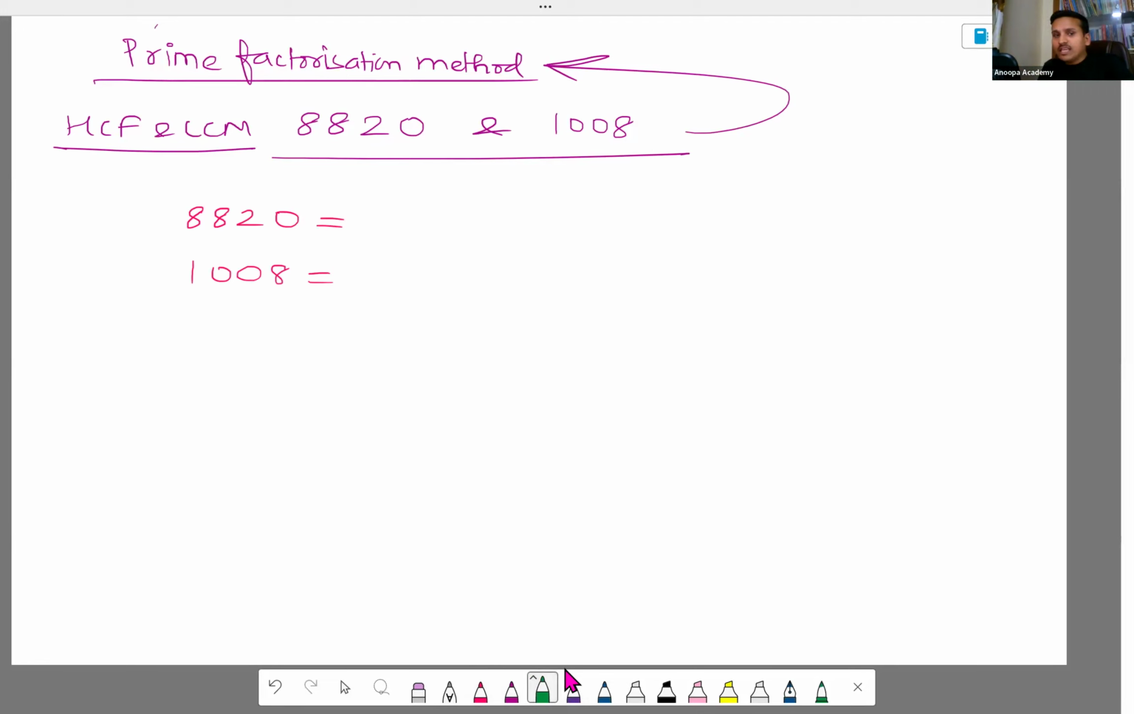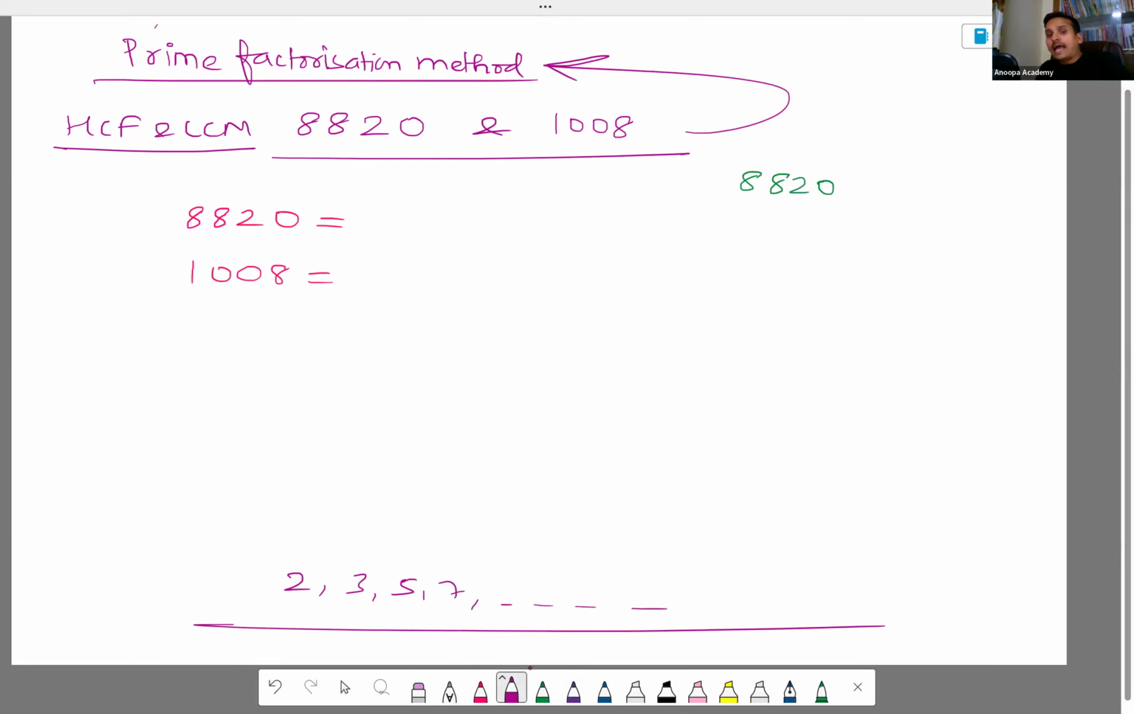Then take any one of the numbers. Maybe I'll take the first number 8820. I told you that you all must know all the prime numbers, up to 20. So 2, 3, 5, 7, and so on, right? I will always start with 2. I will check with 2 first. This is divisible by 2, so I'll divide with 2 first. Look how I'm doing it. 2 4s are 8. 2 4s are 8. 2 1s are 2. And 2 zeros are 0.